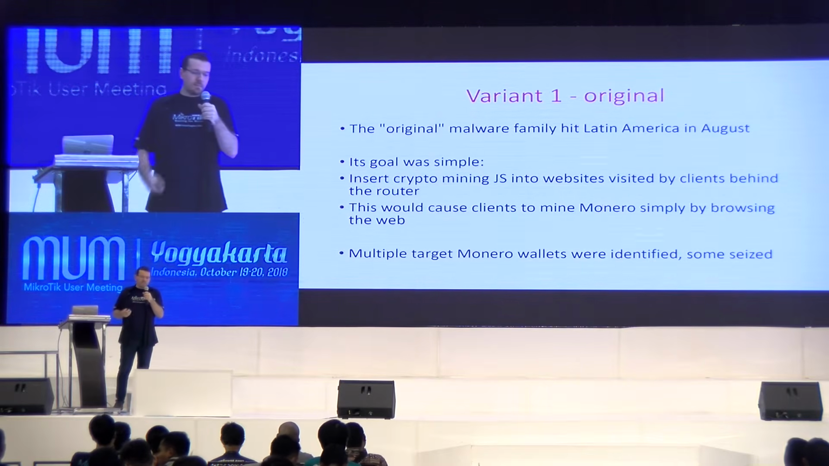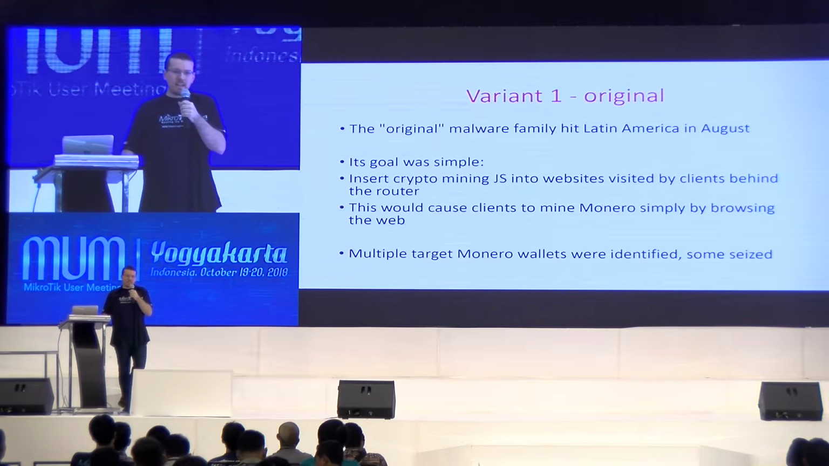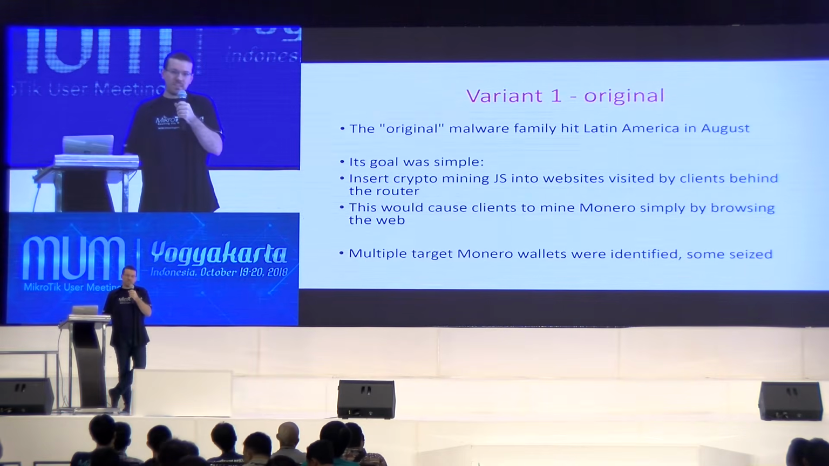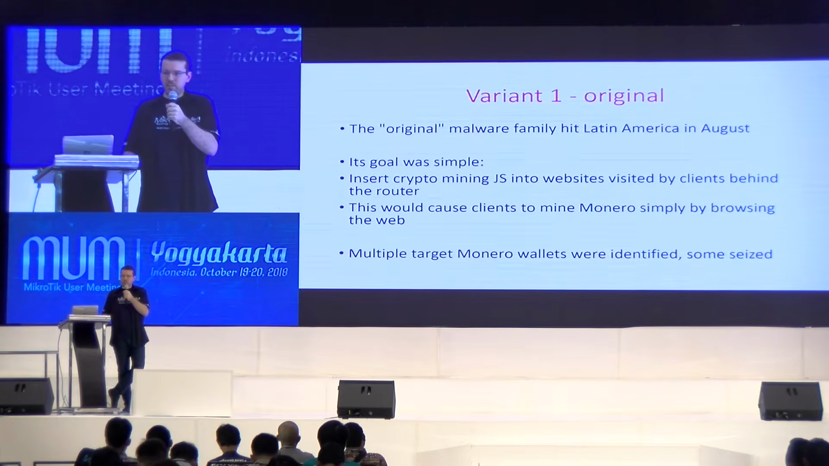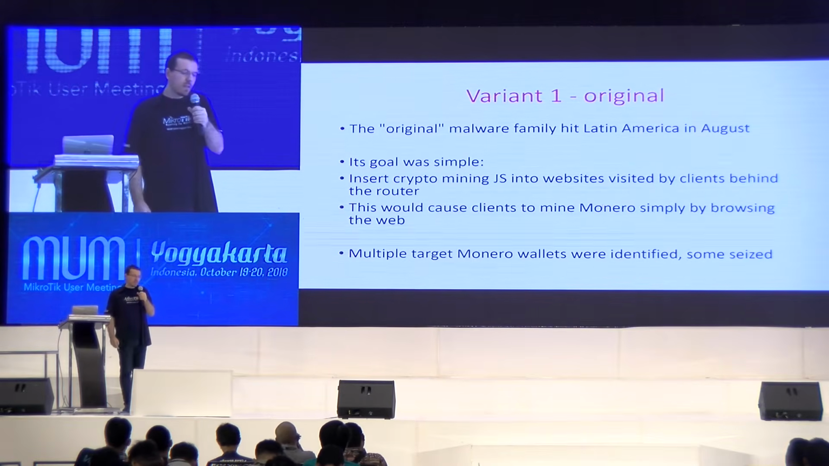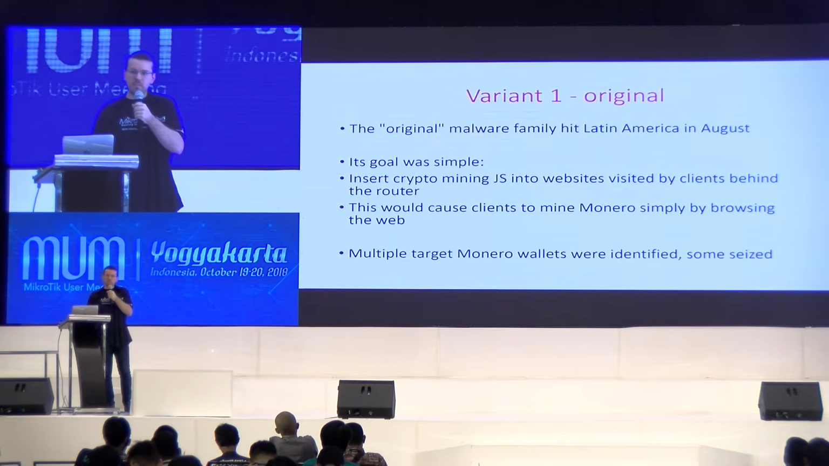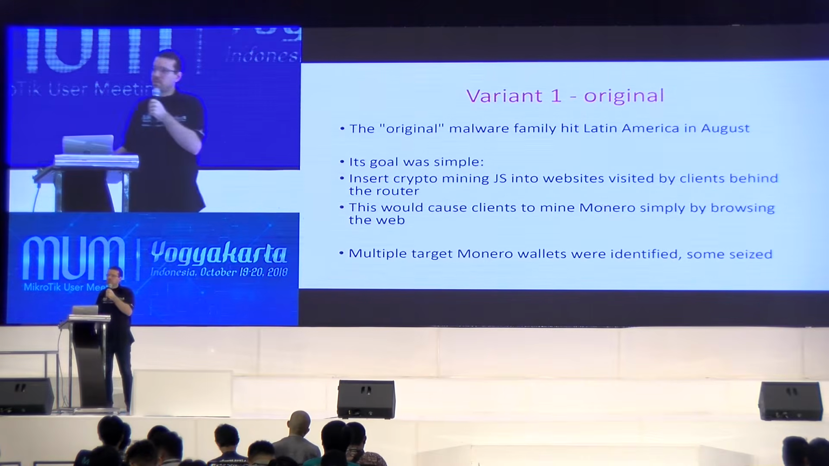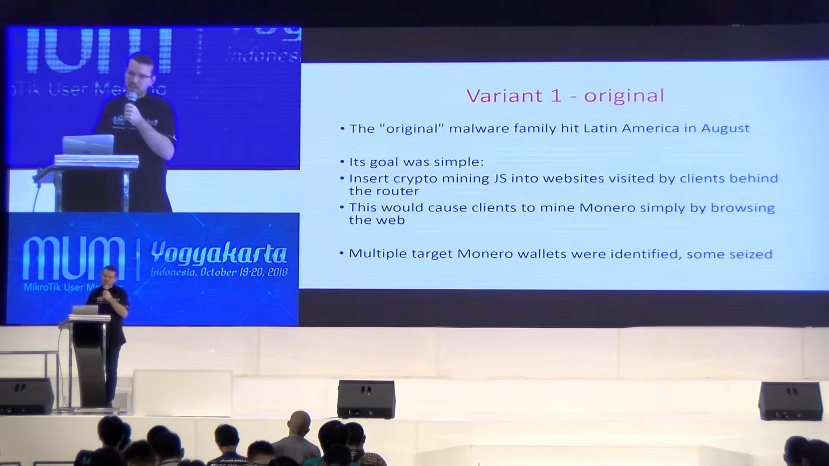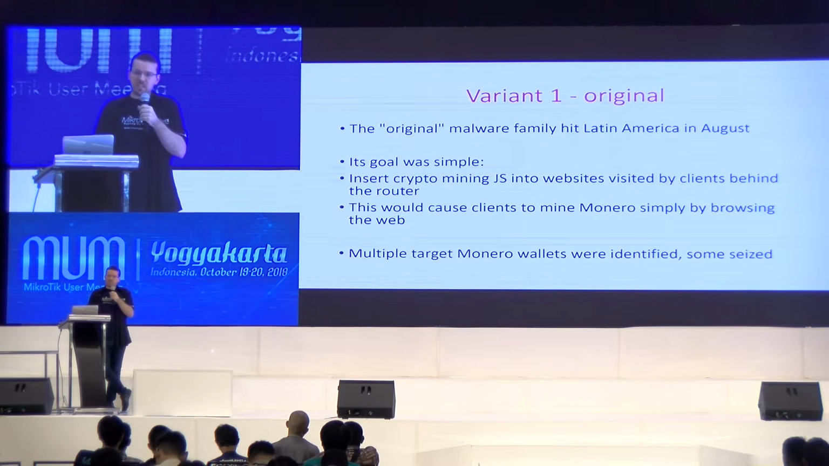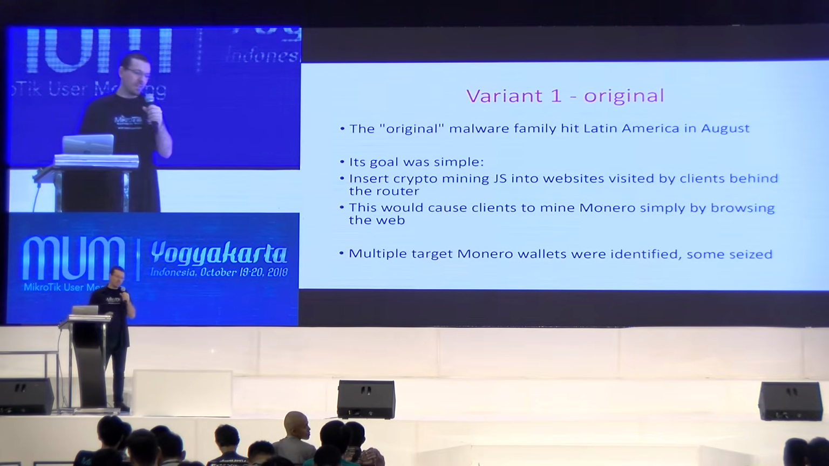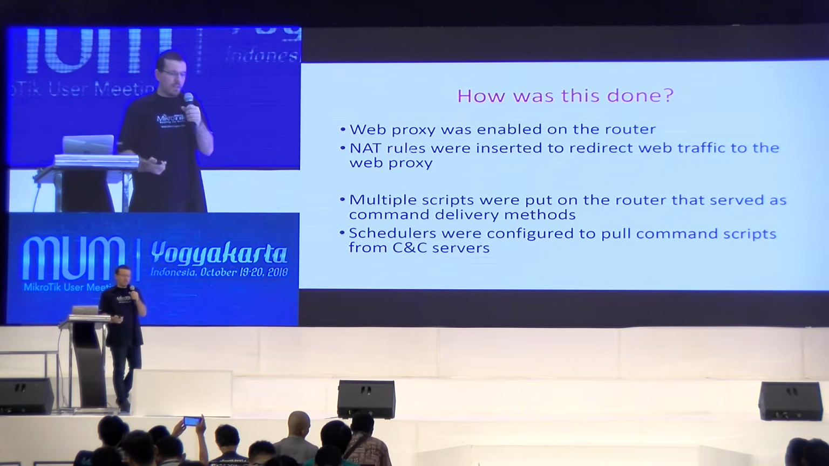So basically, this caused any client behind the router that visited any website to mine cryptocurrency for attackers. In particular, Monero mining was used because Monero is a cryptocurrency which is meant to be mined by JavaScript deployed in the browser. And of course, the police was involved and etc. Multiple target Monero wallets were identified, some were seized, but the reality is that the attackers made some nice cryptocurrency on this one. So how was this done, technically?